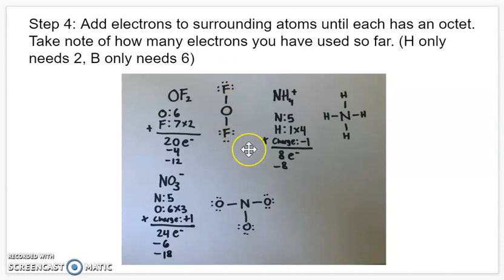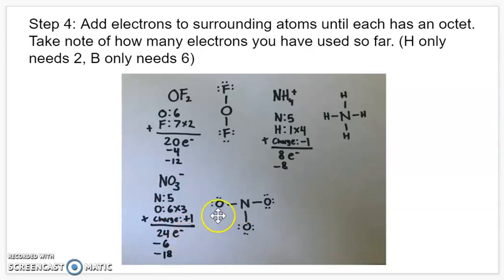2, 4, 6. That's another 12 electrons that I've used, so we're going to subtract another 12 from the total. That means we have 4 electrons left for this molecule. This one, we didn't need to do anything because we were already out of electrons. And then for this one, I added 6 to each of the oxygens because they each had 2 because they had a single bond with nitrogen. So that'll be 6, 12, 18 now being subtracted from the total. And we're out of electrons on this one too.